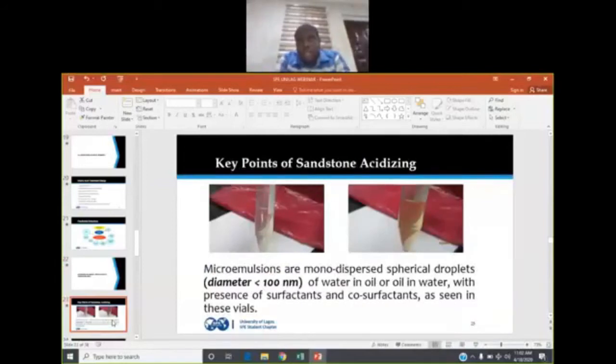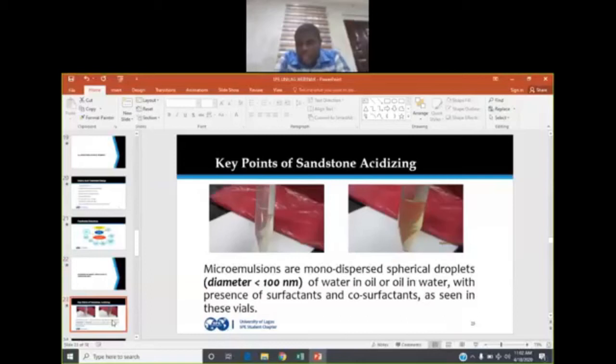Microemulsions are monodispersed spherical droplets of water in oil or oil in water. They usually contain surfactant and co-surfactant. I know we have all seen emulsion: when you pour water in oil, or oil in water, and you agitate it, you notice oil droplets within the continuous phase of water. But the difference with microemulsions is that the droplets are very small, so you cannot identify them with your naked eyes. They look almost like a clean fluid, but they are not clean fluid. There are some droplets of emulsion within that mixture.